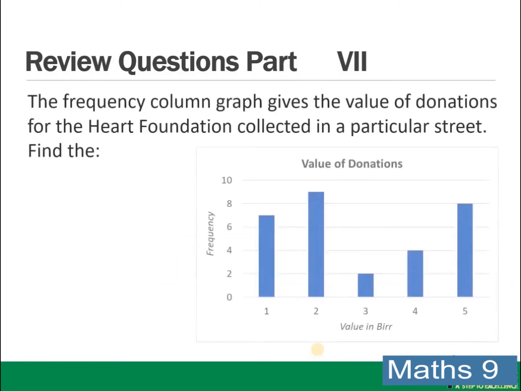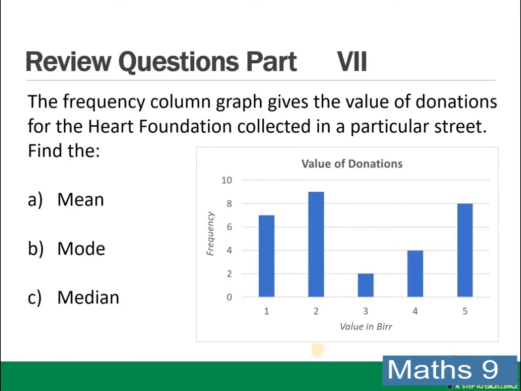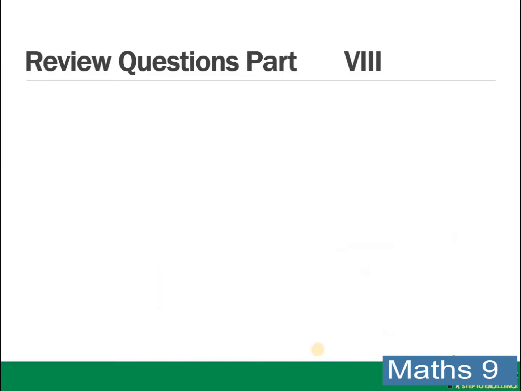Part 7. The frequency column graph gives the value of donations for the Heart Foundation collected in a particular street. Find the mean, mode, and median. Pause the video whilst you work them out. Here are the answers. The mean is 2.9, the mode is 2, and the median is 2.